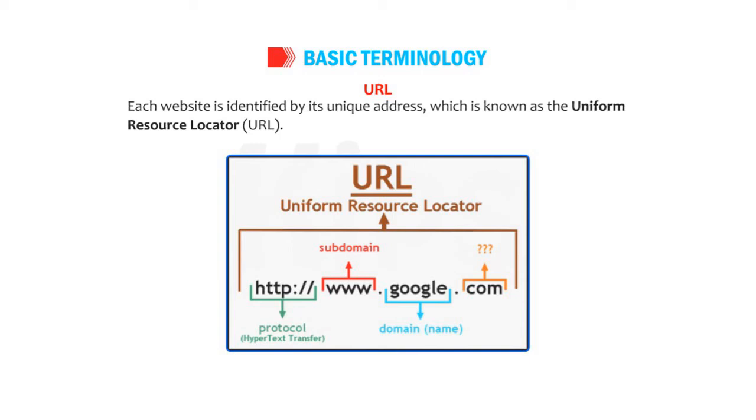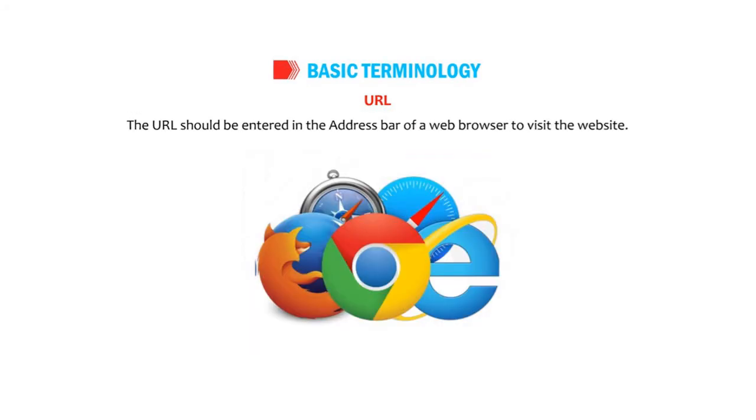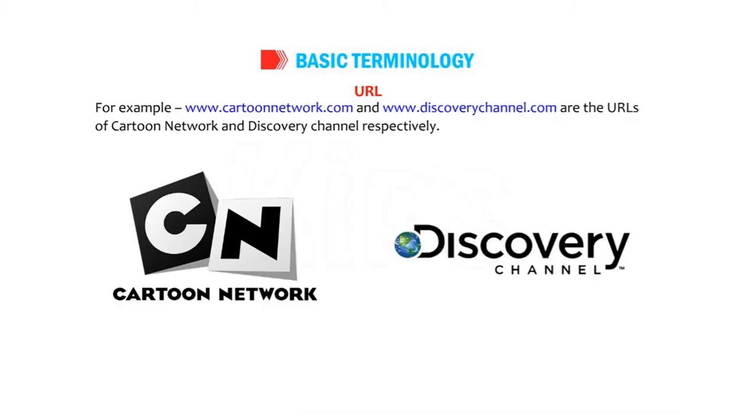See the example in the picture. HTTP, this is a protocol. www is a subdomain and the main domain name is Google. Right, so Google is the name of the URL that we want to open. Next, the URL should be entered in the address bar of a web browser to visit the website. For example, www.cartoonnetwork.com and www.discoverychannel.com are the URLs of Cartoon Network and Discovery Channel respectively.